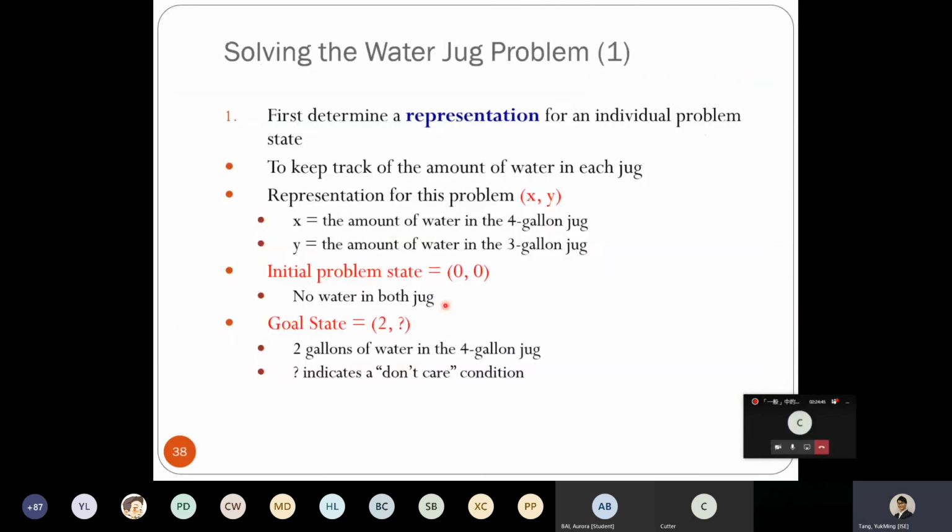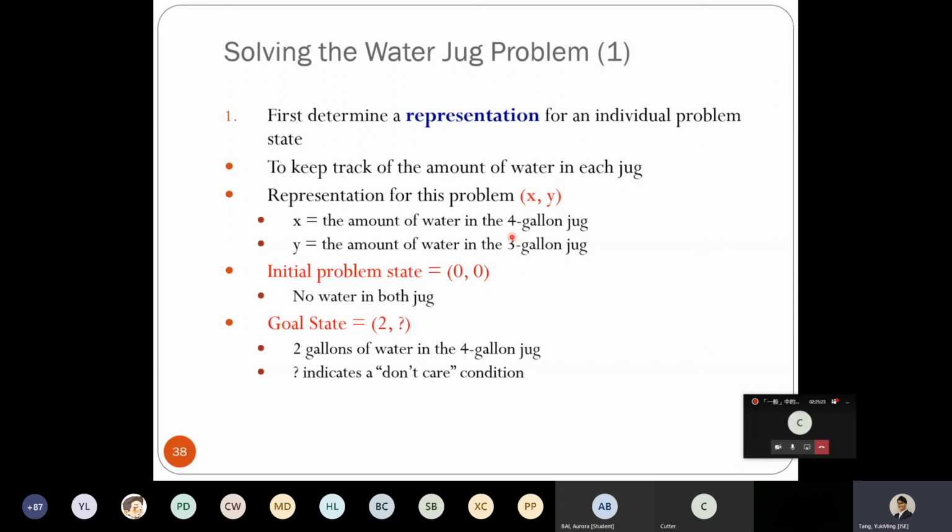In order to answer this question, there are several steps. The first step is that we need to determine a state space representation for this problem. We can make use of brackets, with x representing the amount of water in the 4-gallon jar, and y representing the amount of water in the 3-gallon jar. So this is the state space representation, (x, y).